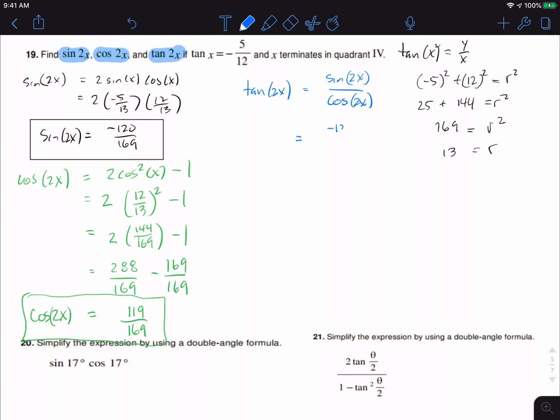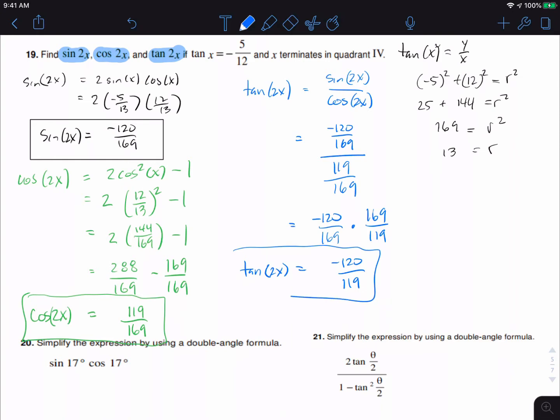And so I'm going to go negative 120 over 169 over 119 over 169. And so what happens here is we're going to multiply by the reciprocal. So I'm going to get negative 120 over 169 times 169 over 119. And that's going to give me negative 120 over 119. And that is my tangent of 2x. So there is that guy. Are there any questions on this? Are you guys okay with this first problem here?